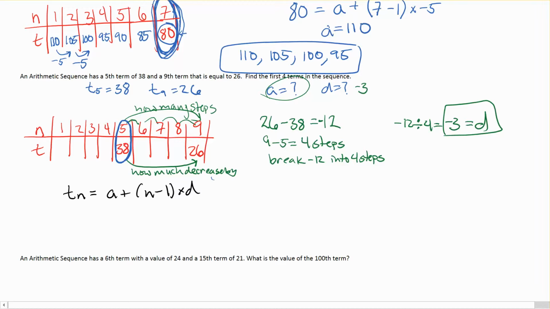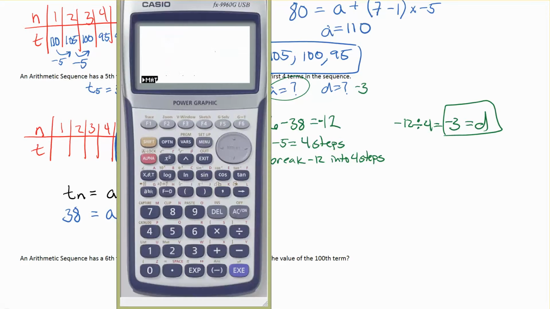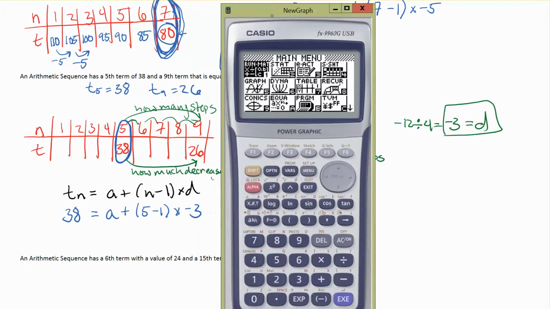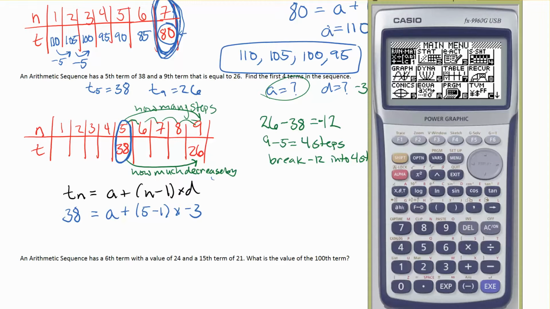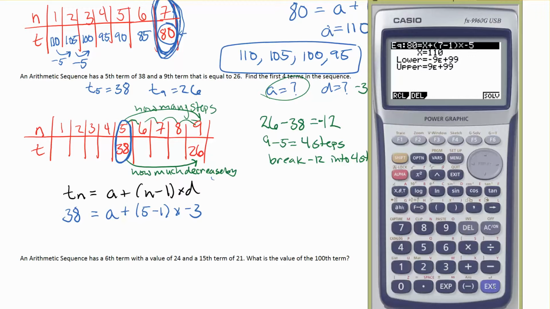So when you've got these in the table, we can use them. So for this pair of numbers, I know a value of n is equal to 5, and I know that t is equal to 38. So in my formula, I can put in t of 38, because that's the fifth term, it has a value of 38, is equal to a, which is something I don't know, plus n, in this case, which is 5, minus 1 times d, which was negative 3. And again, using your calculator, going into solver, let's type in what we see.